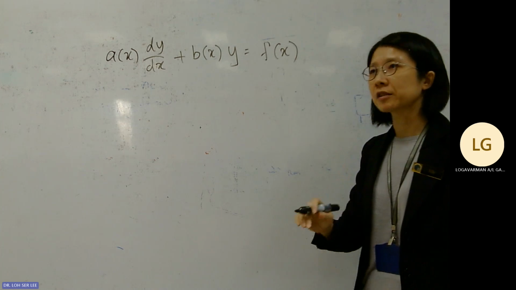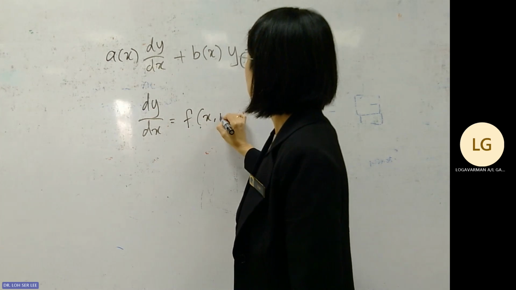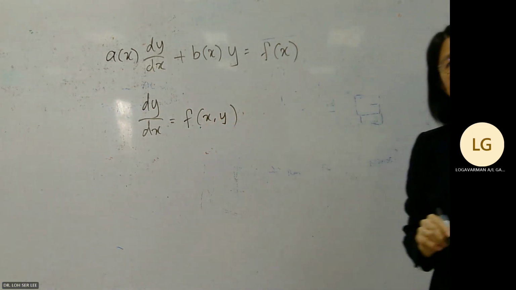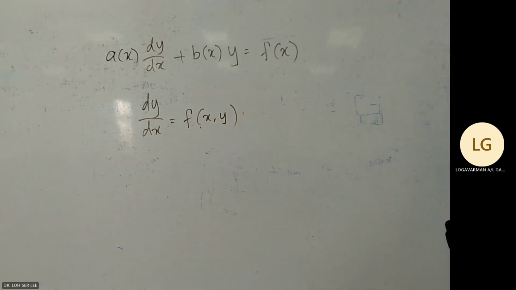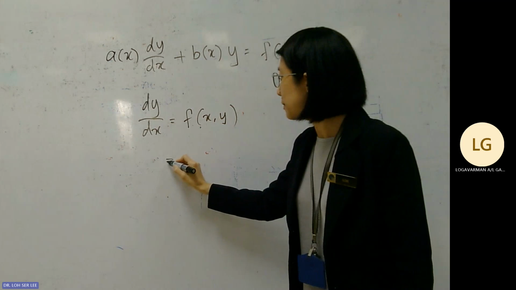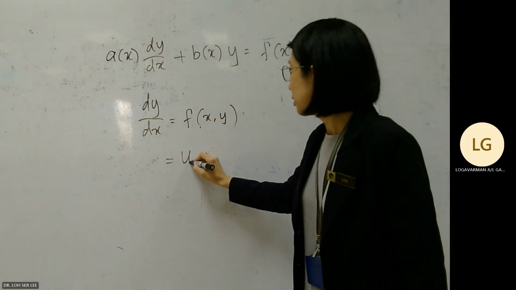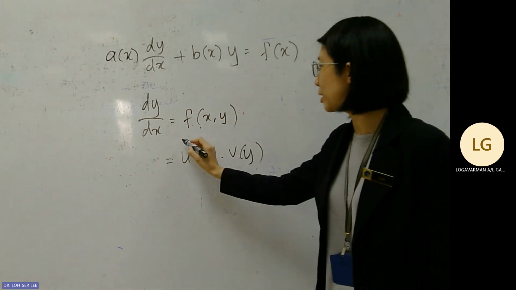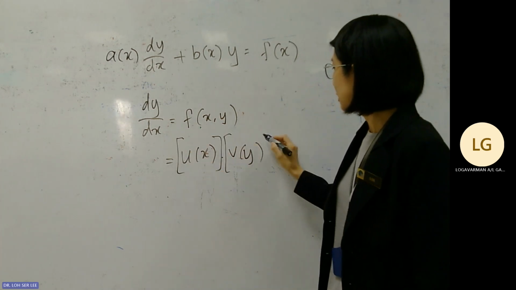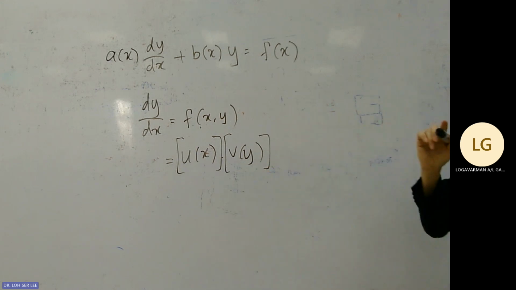So for a separable differential equation, when we want to identify whether it is separable or not, first, what you need to do is write out your dy dx, and you will get a function in x and y. From this function in x and y, we try to separate them into a function in x multiplied by a function in y. That means one function in x multiplied by another function in y. If you are able to separate the function into this form, that means it is separable. Otherwise it is not separable.